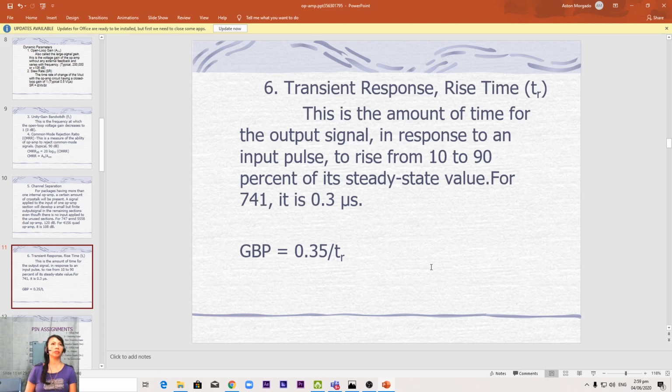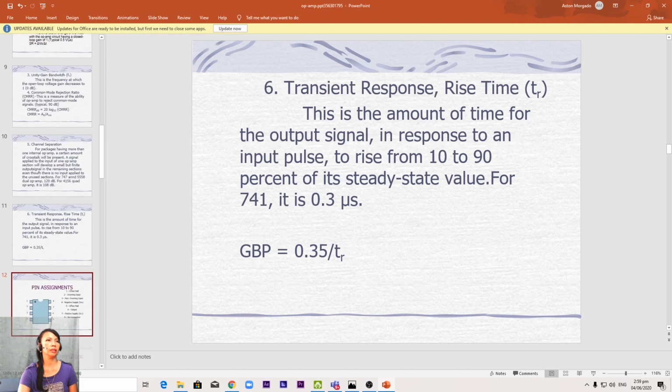Then transient response, which is the amount of time for the output signal response to an input signal to rise from 10 to 90% of its steady state value. For the 741, it is 0.3 microseconds. We also have a formula here: GPP is equal to 0.35 over TR.